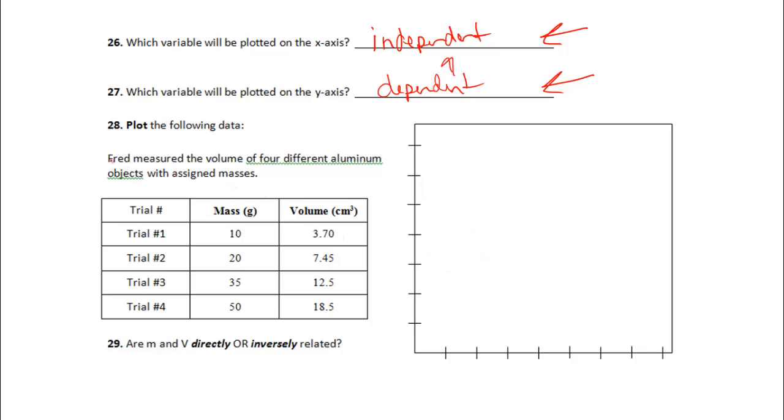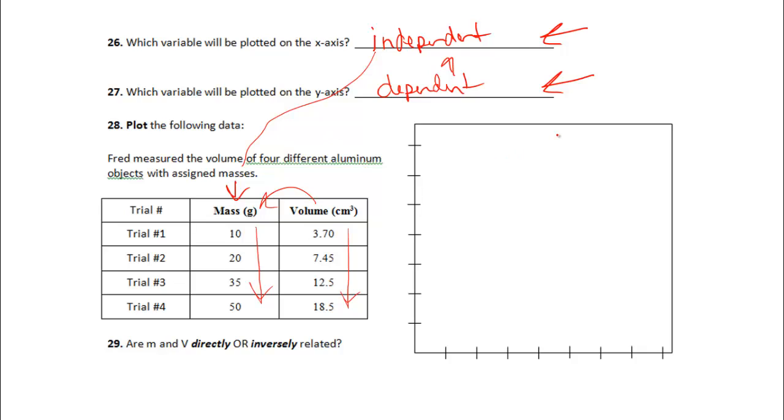So here we have Fred. Fred is measuring the volume of 4 different aluminum objects with assigned masses. So these have been assigned, so that's going to be our independent variable. And then we're going to measure the volumes. As you can see, as the masses get bigger, the volumes get bigger as well. So the volume does depend upon how much mass you have present.